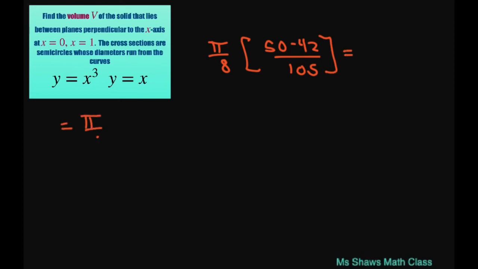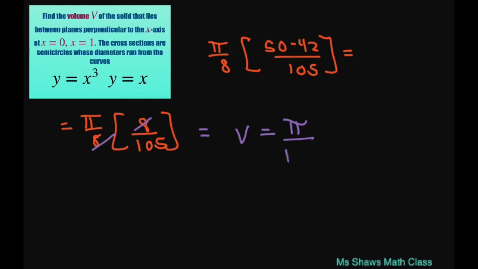And simplify further. This is going to give you, let's see, pi divided by 8. And then you'll have 50 minus 42 divided by 105. And this is going to be equal to pi divided by 8. You're going to have 8 divided by 105. So these two 8's cancel. And you're going to get volume equals pi divided by 105 cubic units.